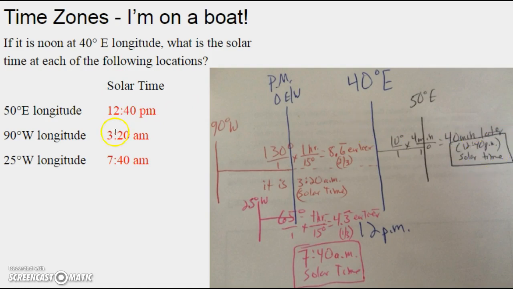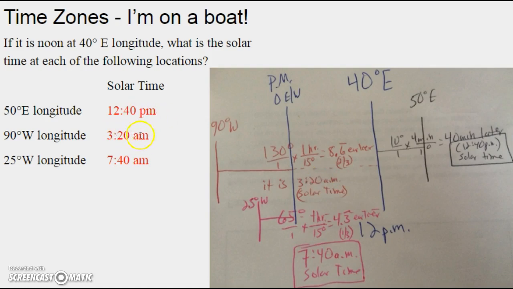solar time. The second one, for 90 degrees west, this one here is in red. 90 degrees west is, notice, on the other side of the prime meridian. So I add 90 degrees plus 40 degrees, which is 130 total degrees. And I know that for every hour, it's 15 degrees. So this is my ratio, or my proportion. 130 divided by 15 is 8.6 repeating, which is actually 2/3. So it's going to be 8 hours and 2/3 of an hour earlier. So I take 12 noon minus 8 hours and 40 minutes, and it's going to be 3:20 a.m. in terms of the solar time.